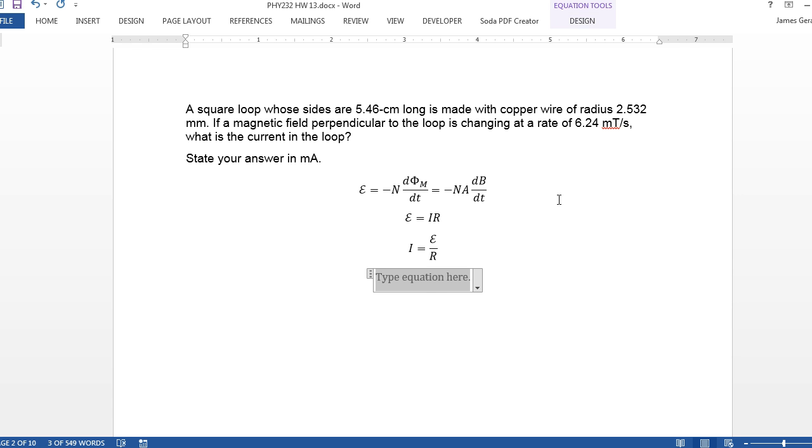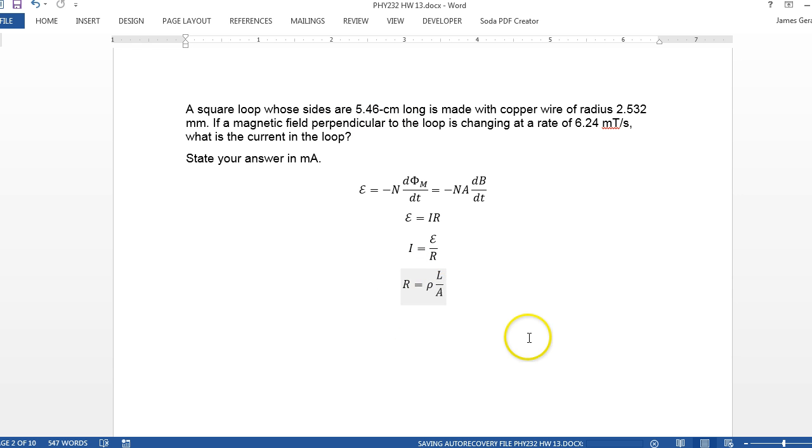And to get to the resistance, you need to go back to chapter 9, right? You need to look up the resistivity rho of copper, and you've got to take the total length of copper divided by its cross-sectional area, which gives you the resistance of this square of copper. Now, the total length, of course, is 4 times the length of one side. The cross-sectional area is pi r squared. Just have to go to chapter 9 and find the resistivity.